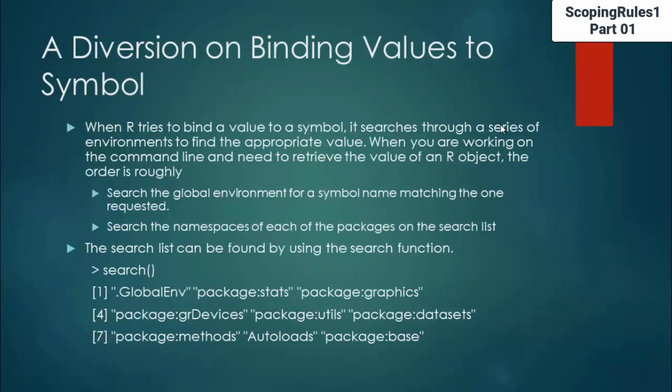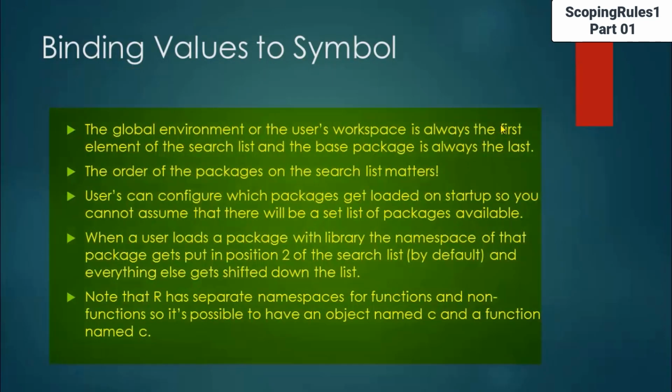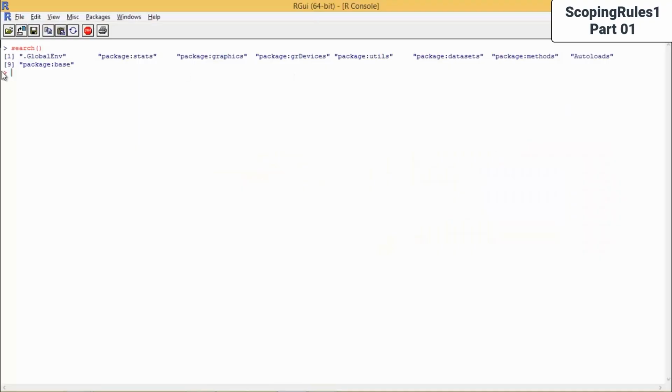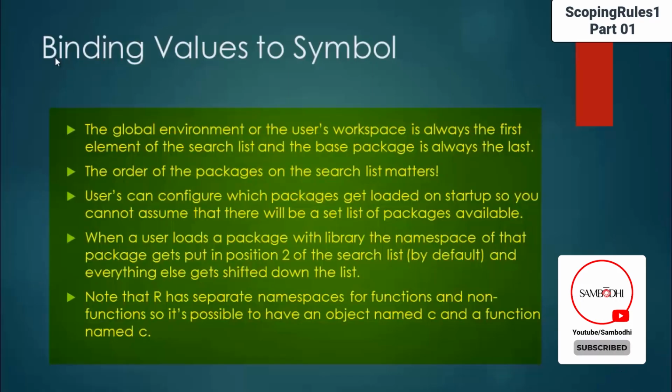This list will be searched whenever you are assigning a value to a symbol, so symbols are searched in the namespaces on this search list. This is how values are bound to a symbol. The global environment, or the user's workspace, is always the first element of the search list, and the base package is always the last. The order of the packages on the search list definitely matters. As you can see, it starts with the global environment and ends with package base. Every search starts from the global environment and goes to package base, and the search of each namespace starts from this to this. That's the reason the order of the packages on the search list matters.